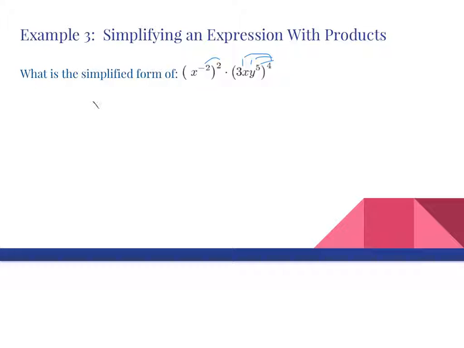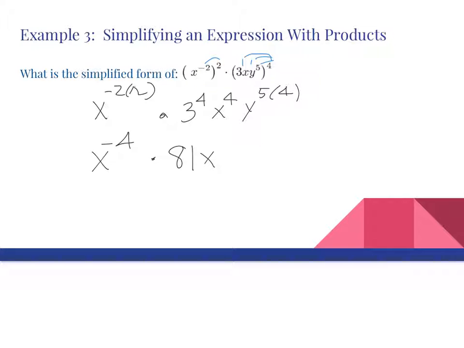That will give us x to the negative 2 times 2, times 3 to the 4th, x to the 4th, y to the 5 times 4. Negative 2 times positive 2 is negative 4, 3 to the 4th is 81, x to the 4th, and then 5 times 4 is 20. We're not done though, because we always have to get rid of the negative exponent.